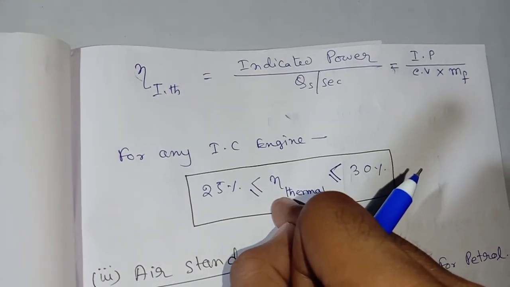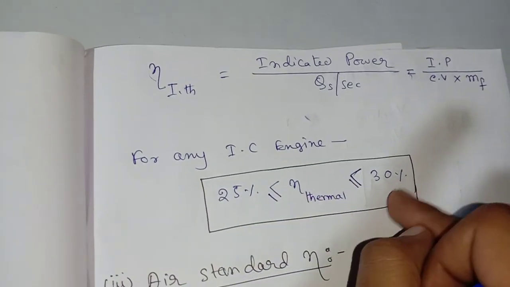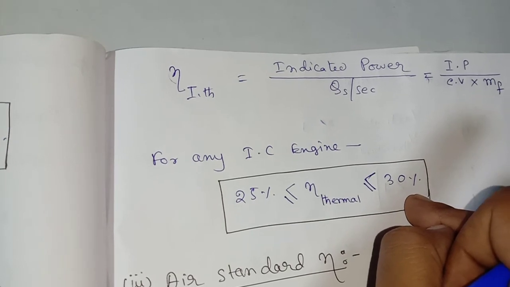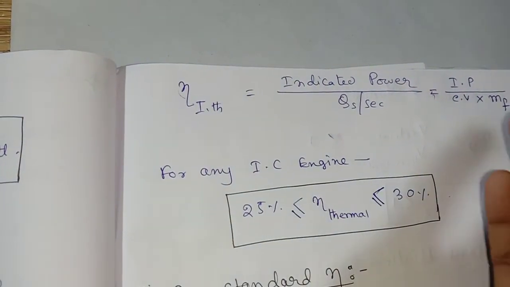The range of thermal efficiency is 25% to 30%. This is very important for competitive exams. So that was all about thermal efficiency.